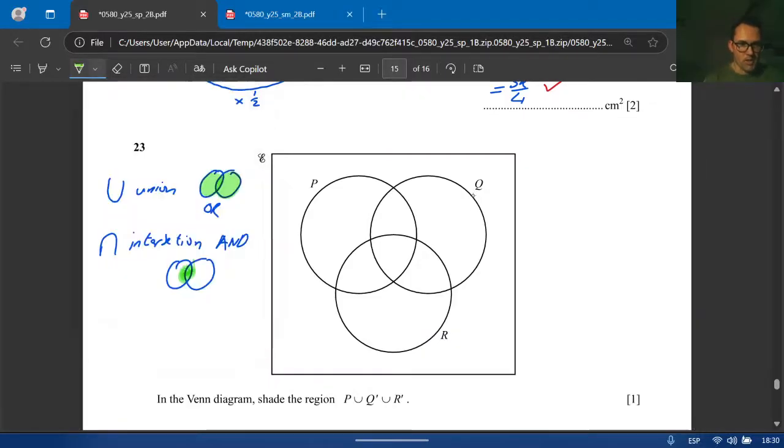Okay, so here we go. We're ready. Take your pencil. You say P. What is P? This is in P. This is in P. This is in P. This is in P. All those parts are in P. Nice. Okay, remember P was green.